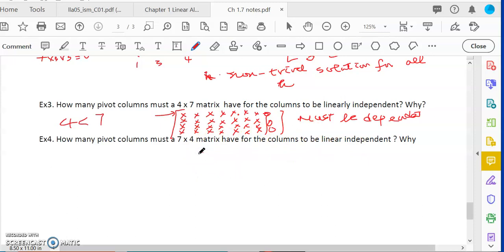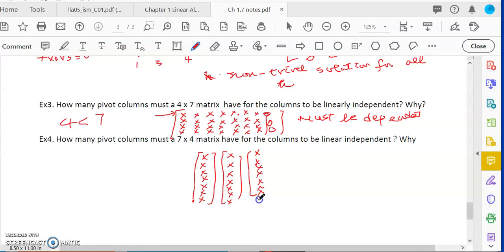So if I have the other way around, I have a lot of entries, 1, 2, 3, 4, 5, 6, 7, but I have only 4 vectors. So each one is 7 entries, right? So we want to know how can this be linearly independent?